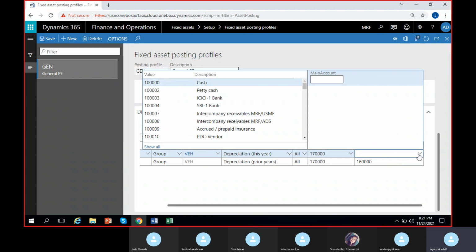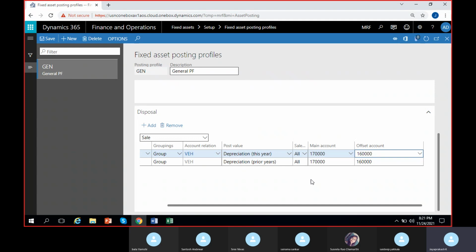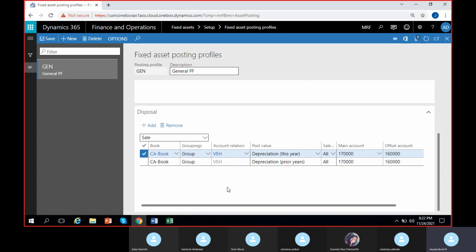Then here I'll have 1,60,000. I give the same accounts for depreciation of the previous year as well as this year, which combined makes the consolidated or accumulated depreciation calculated on the fixed asset from the date of acquisition to the date you are selling it. So all the previous years' depreciation as well as this year's depreciation. Maybe the asset might have been acquired in some other year, 2-3 years back. That is why we give this one here.